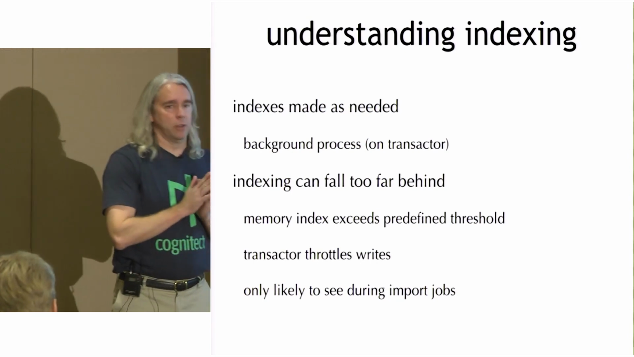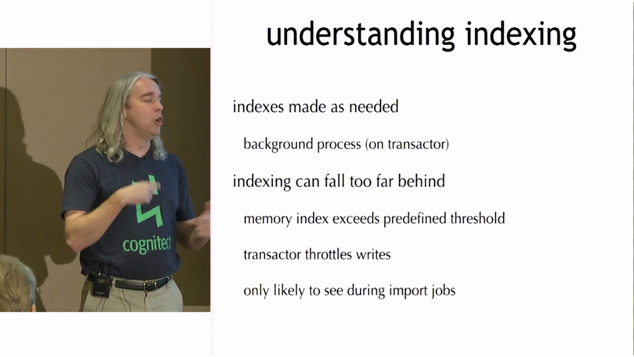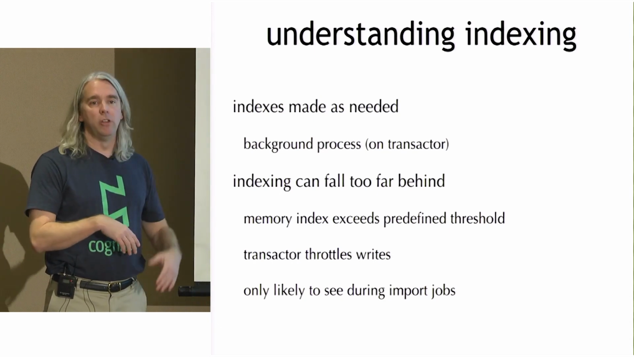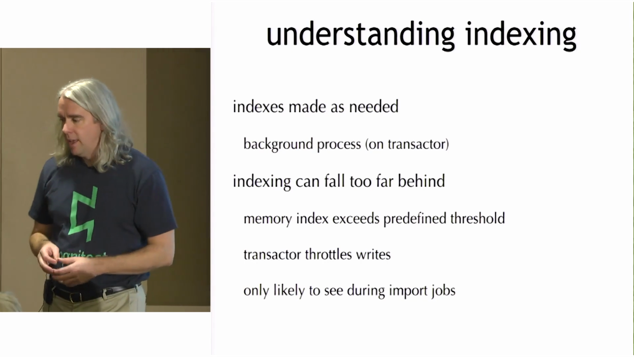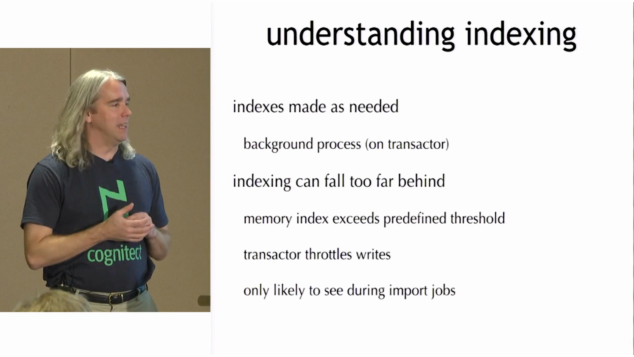The transactor, as a background process, makes these indexes. The transactor knows when the need happens because it's the one doing the raw writes. And so it'll notice that we have 32 megabytes accumulated. It'll start making these background indexes. Indexing can fall too far behind.